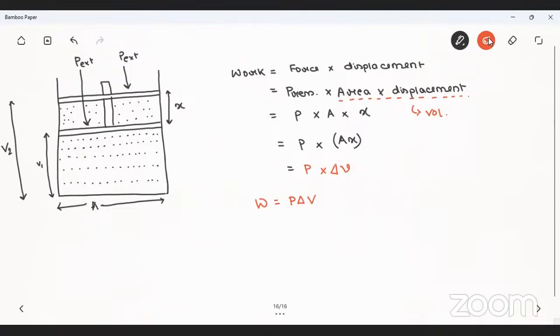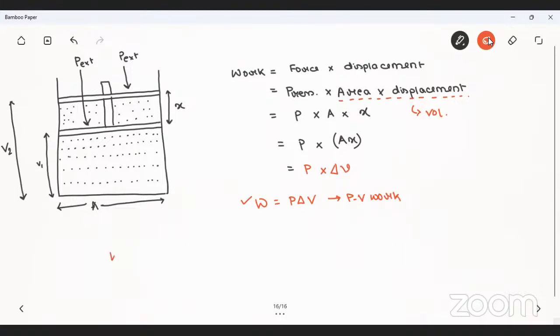Is this derivation clear? There are different types of work done, but in thermodynamics we consider only the PV work. We don't consider any other work. Is this part clear? Yes, ma'am. Good. So this is the standard definition for PV work, and this is the formula you need to remember: W equals PV work.